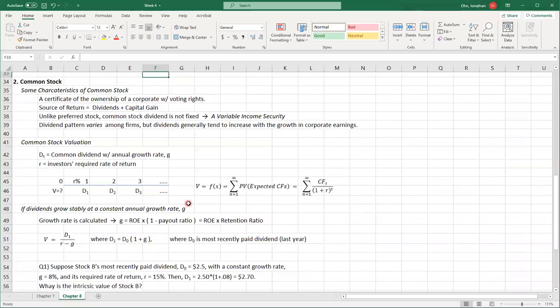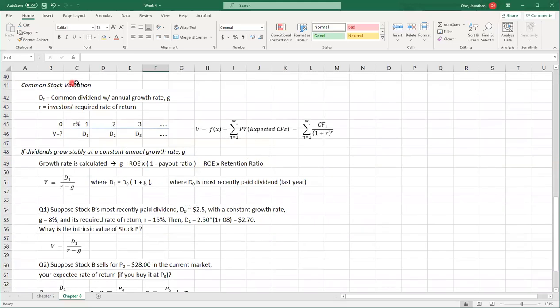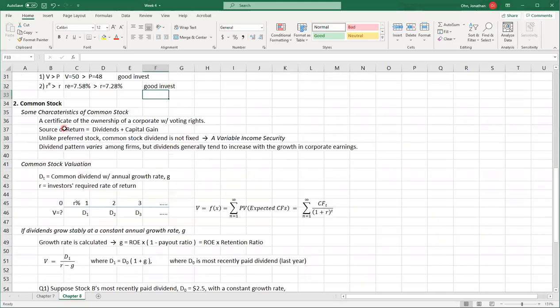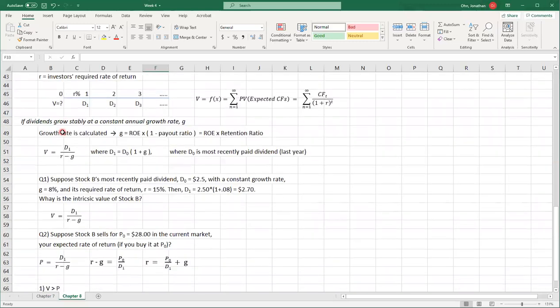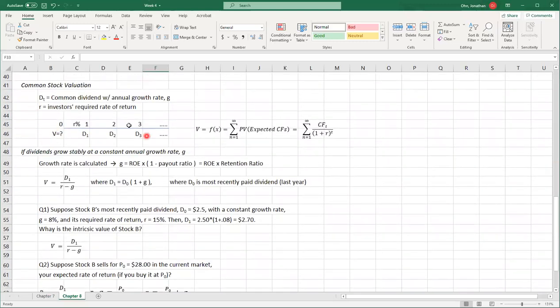All right. Now, common stock valuation. The second part is common stock valuation. Given this information, R is the investors' required rate of return, and then it continues with D1, D2, D3. The reason I put D1, D2, D3 is that this dividend varies and changes, all right?